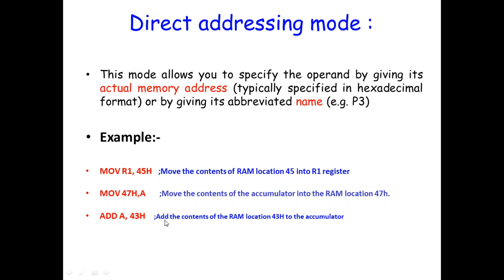Next is you want to perform addition. You want to add the content of RAM location 43H to the accumulator. Means I want to add two numbers. One number is in one of the memory locations whose address is 43H, and that number I want to add into the accumulator, and I want to place the result into the accumulator.